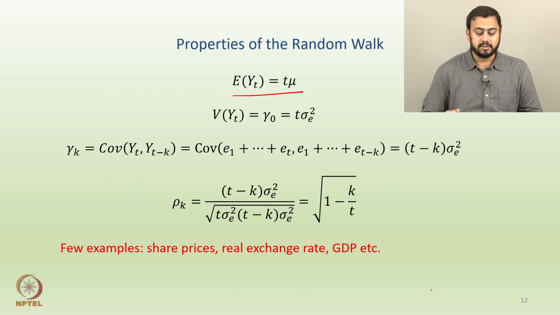Eventually this would be the summation of sigma squared e, and this is exactly what you have on the next slide. The variance of y_t happens to be gamma 0, which is nothing but t times sigma squared e, because how many terms are there in the summation? You have exactly t terms. And now the last important part is gamma k.